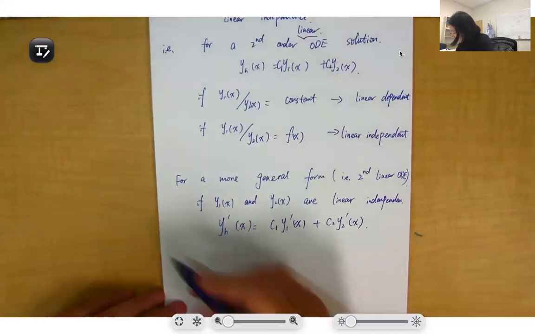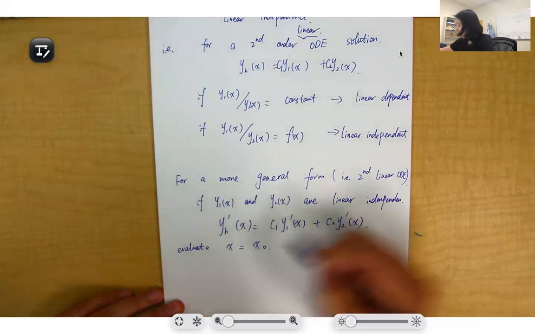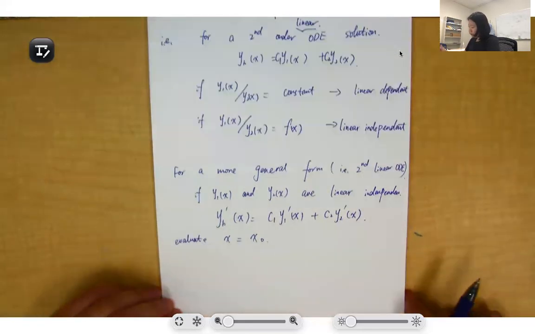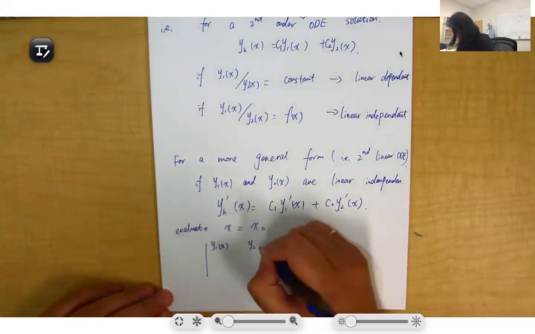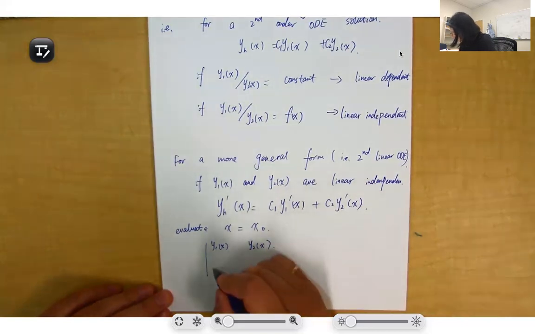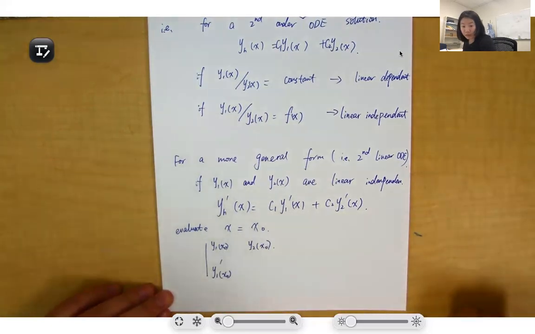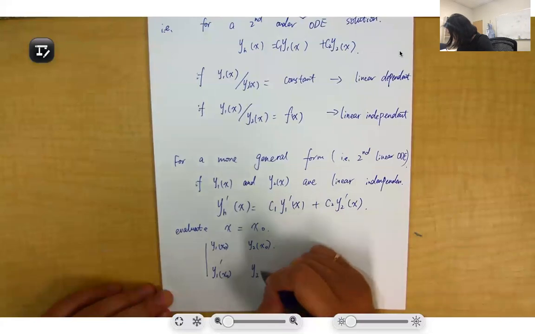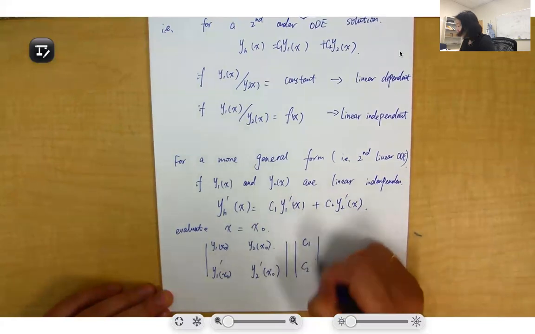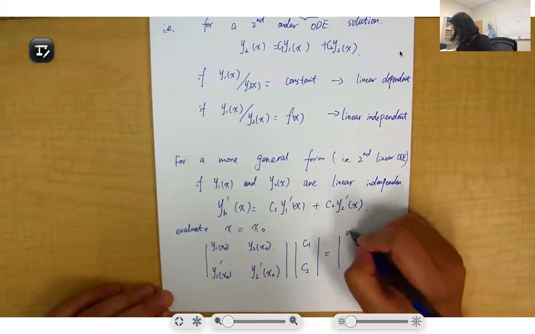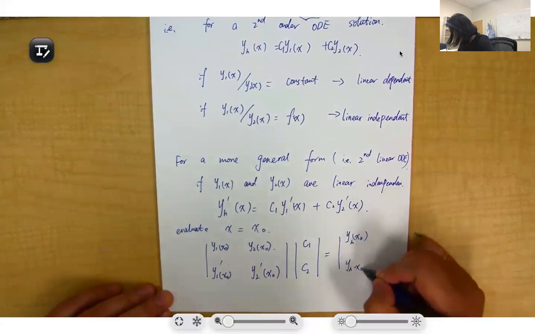And to evaluate at x equals x0, we can write this as a matrix. We can write y1(x), y2(x), this is y1 prime, so we evaluate at x0. This is y2 prime(x0), times the constants, which are c1, c2. That will be equal to our y(x0) and y prime(x0).